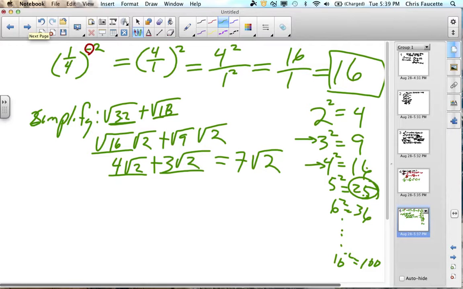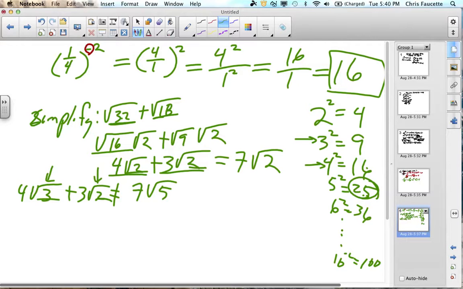Now, this is a little bit different. If the problem had been written a little bit differently, I have 4 square roots of 3 plus 3 square roots of 2. That is not 7 square roots of 5. Notice these are the same radicals, so you can add them, but these are different, all right? What you're doing here is you're mating elephants and cockroaches if you add these together. So this is wrong. Don't do this.